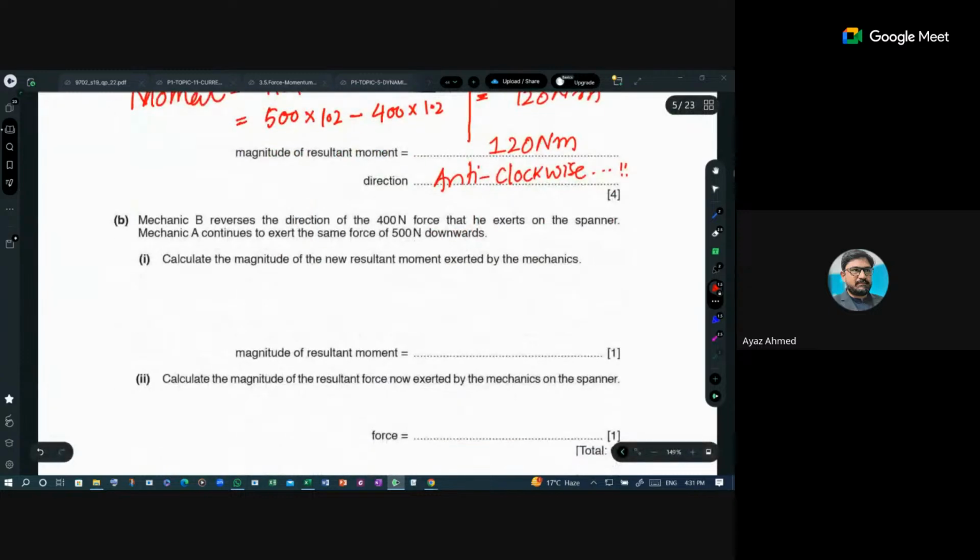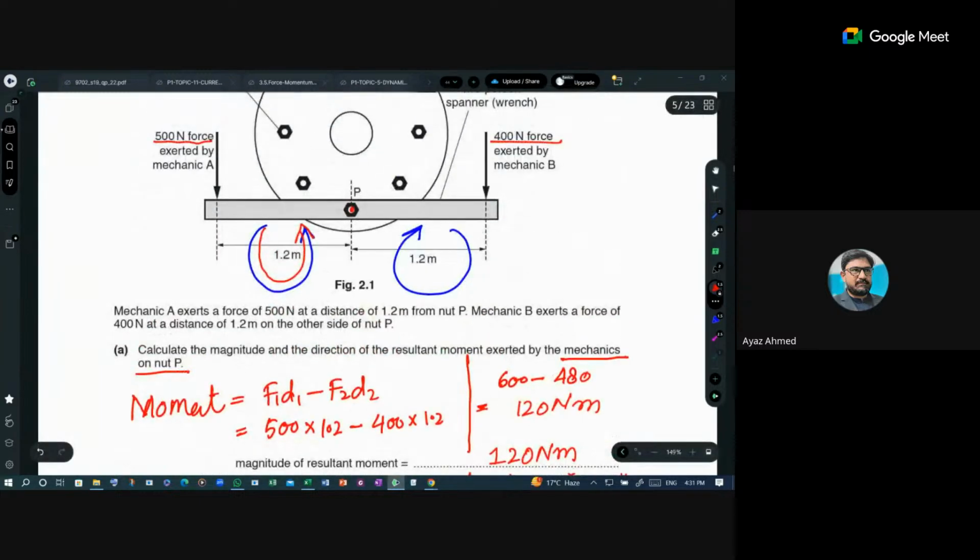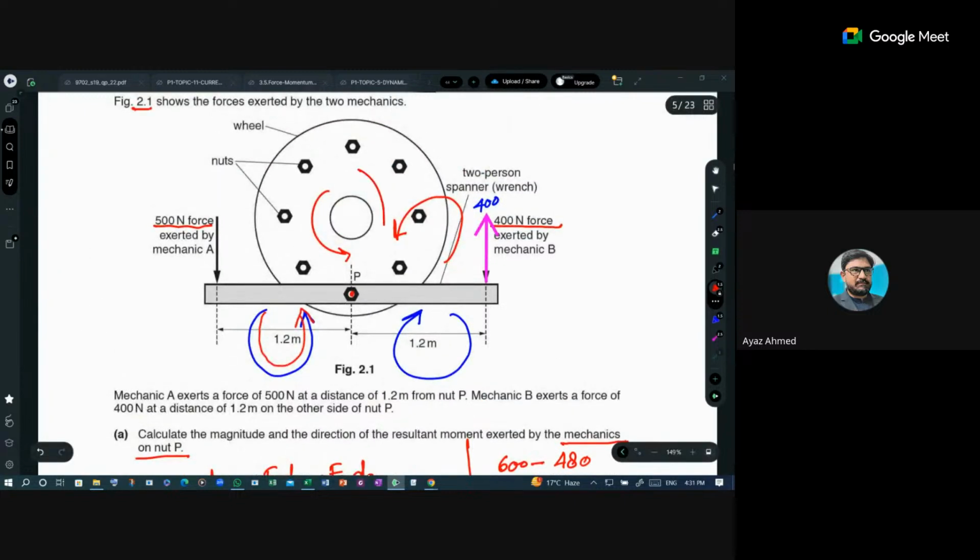Now, mechanic B reverses the direction of the 400 Newton force that is exerted on the spanner. So mechanic B was applying force in a wrong direction, so he has reversed the direction of this force. Now the force is 400 Newton in this direction. Are you getting it? It means now this mechanic is causing the moment to support mechanic A's movement, right? So the nut will basically untie in this way. It would cause the rotation like this.